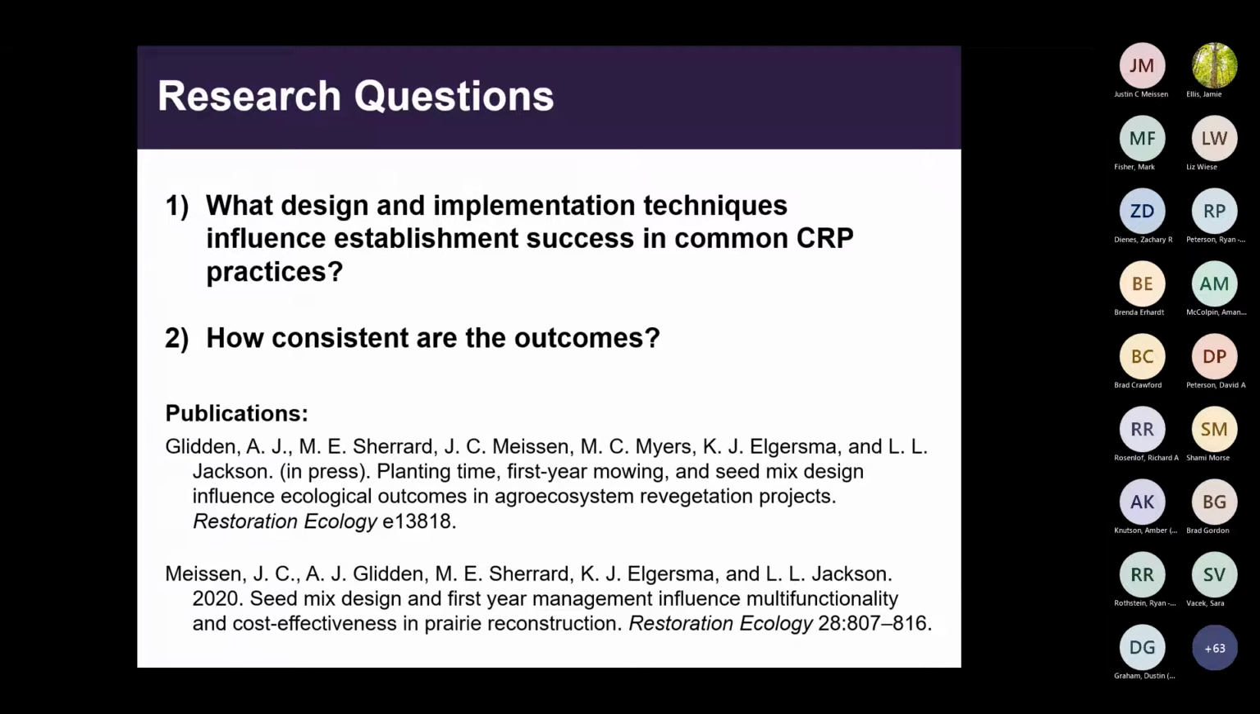So, our research questions and objectives here were to, one, investigate the design and implementation techniques that lead to establishment success in common CRP practices. Two, understand how consistent those techniques are in producing successful ecological outcomes. So today, I'm mostly going to present data from a recent publication in Restoration Ecology, specifically this paper led by a recent UNI master's student, Alec Glidden, who's now working on his PhD at K-State.